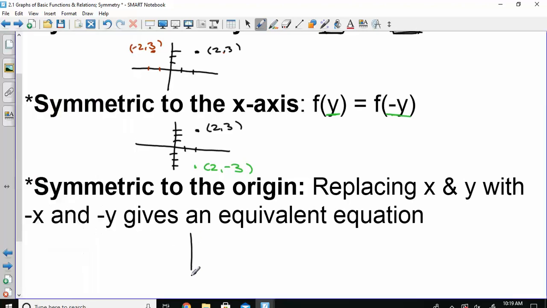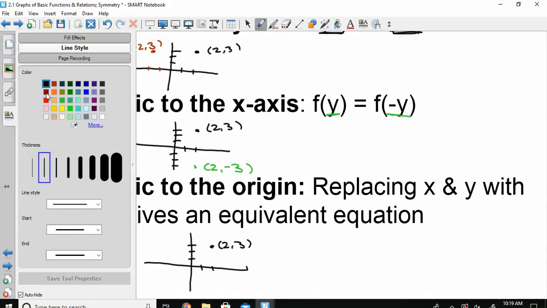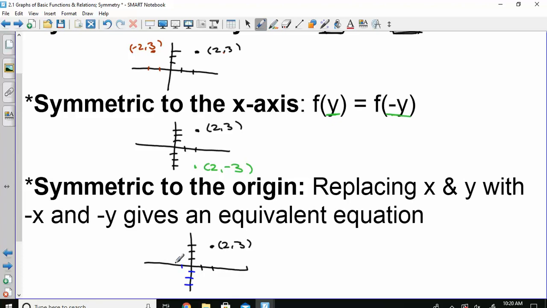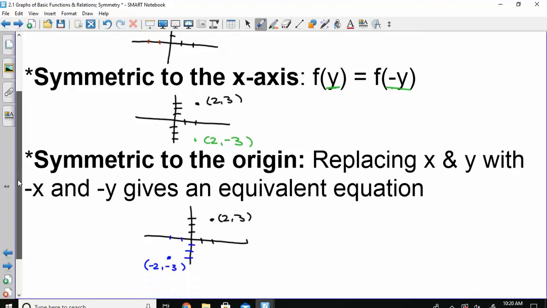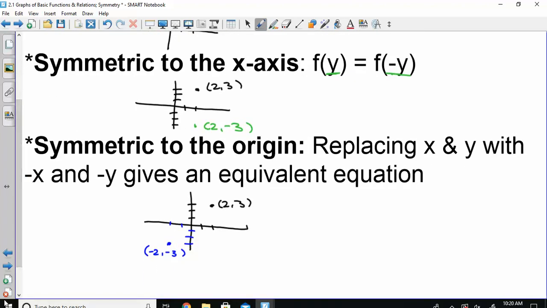Okay, symmetric to the origin. So if we take the point 2, 3. If it is symmetric to the origin, that means I could flip this over both the y and the x to make it overlap itself. So what it does is it changes the sign on both the x and the y. It's like 2 flips to make it work.